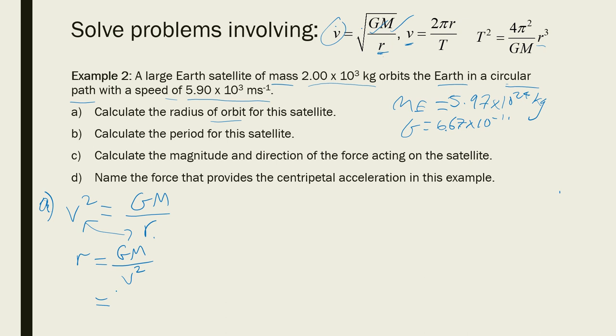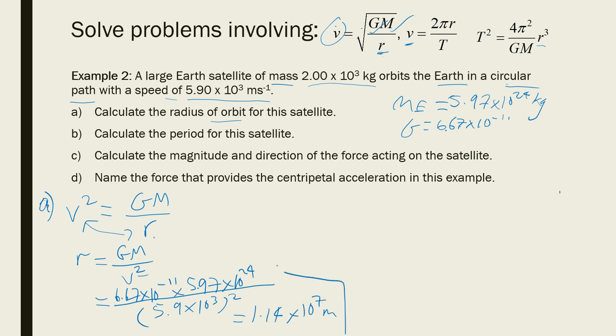And then substituting in, we get 6.67 times 10 to the minus 11 times the mass of the Earth, which is 5.97 times 10 to the 24, divided by speed squared. I'm not missing the square this time, so the speed was 5.9 times 10 to the 3, squared. And if we type that into our calculator, we'll get that the radius is 1.14, rounded to three significant figures, times 10 to the 7, and that's in meters.